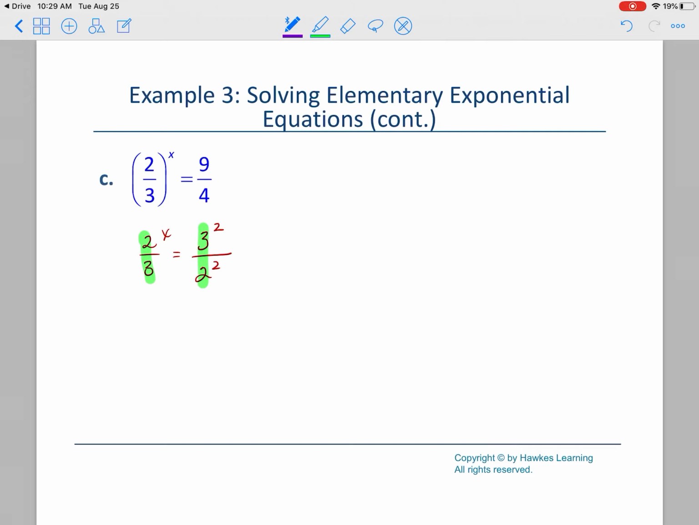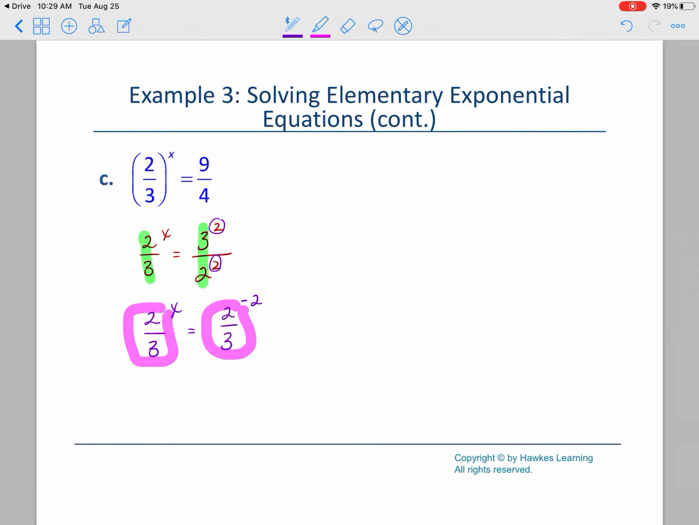Can I take that second fraction and flip it? And if I flip it, 3/2 will become 2/3. So I'm going to get 2/3 to the x equals, I'm going to flip it, 2/3. But when I do that, both of these exponents are going to become -2. Whenever I flip a fraction, take the reciprocal, then that means that exponent becomes a -2.